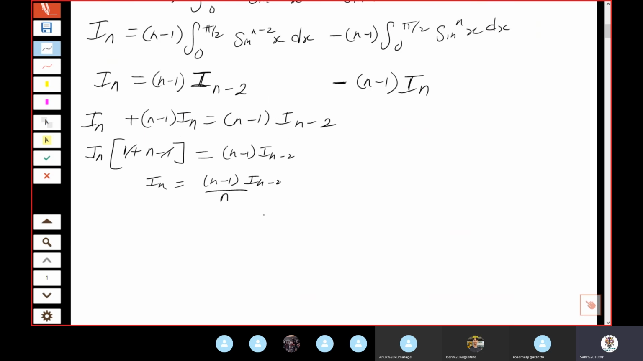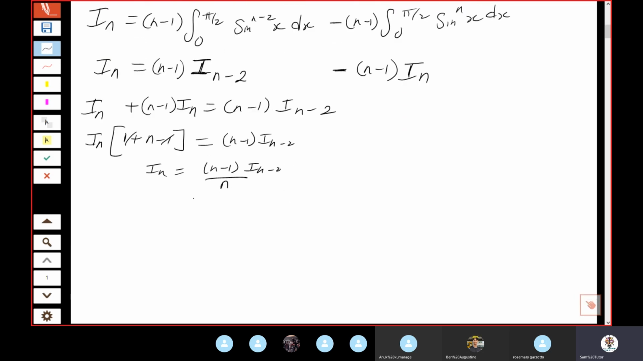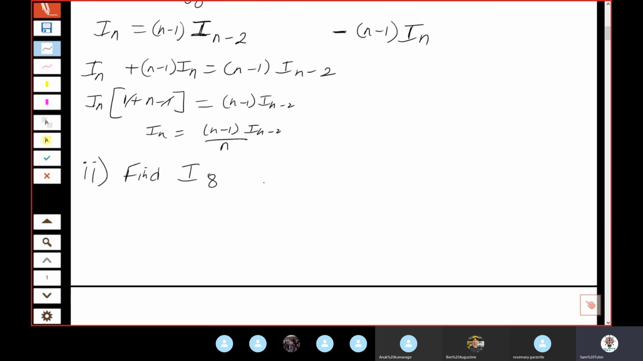Okay, done. Any questions? Find I8. What do I do? I'm sure someone would remember what you would do with something like that. I need to find I8. Think about what you've just done. Why did you do all that? To work out a formula. So what would you write for I8? I8 equals?